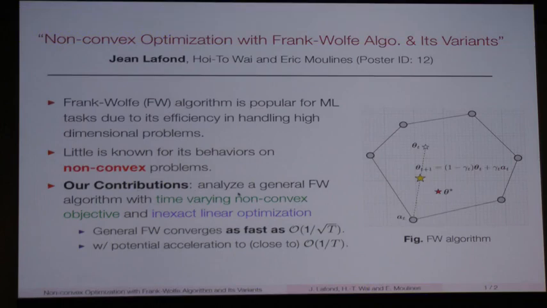So good afternoon, everyone. This is joint work with Hoi-To and Moulines, who is my PhD advisor. Essentially in our work we look at the Frank-Wolfe algorithm. We want to minimize a function over a convex bounded set using the Frank-Wolfe algorithm. But we consider a non-convex objective, which may vary with time, and we assume that we don't observe the gradients directly, but we can observe them with some noise.